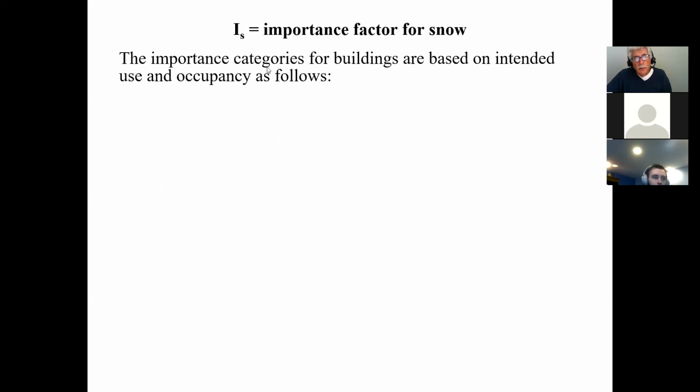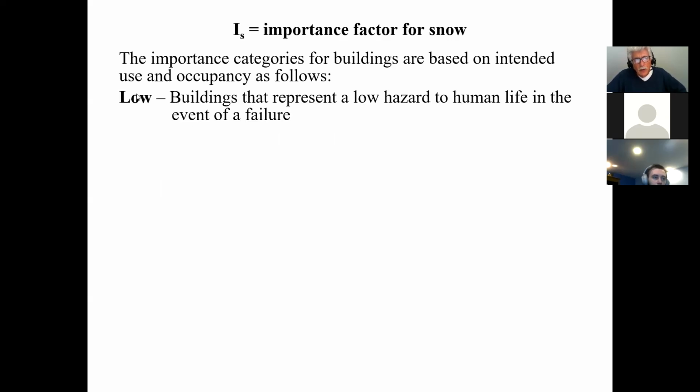So now, the importance categories for buildings are based on the intent and use of an occupancy. And I think we talked about this last week, but it doesn't hurt to repeat it. Okay, so you have what they call a low importance, buildings that represent a low hazard to human life in the event of a failure.